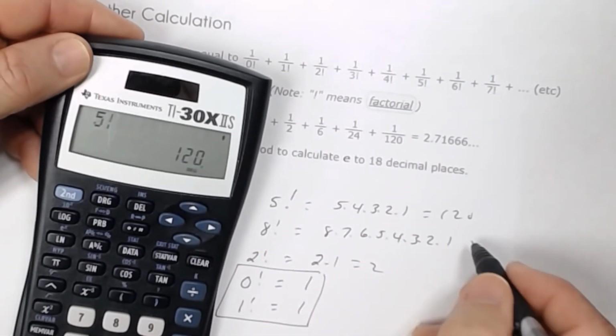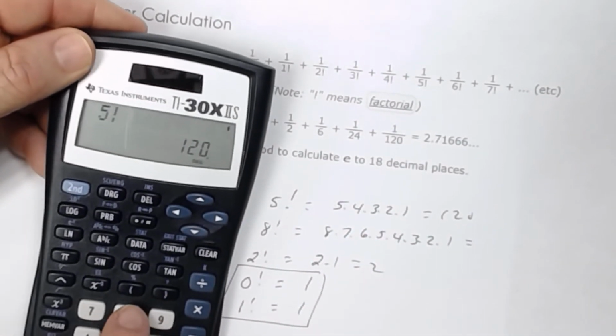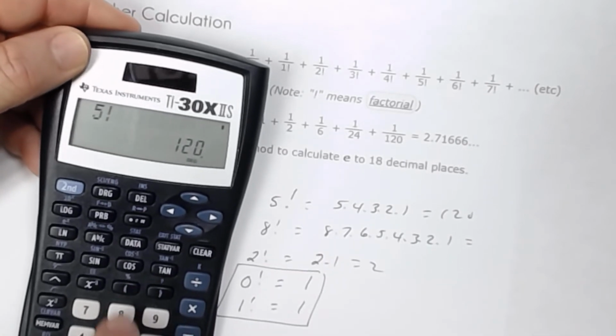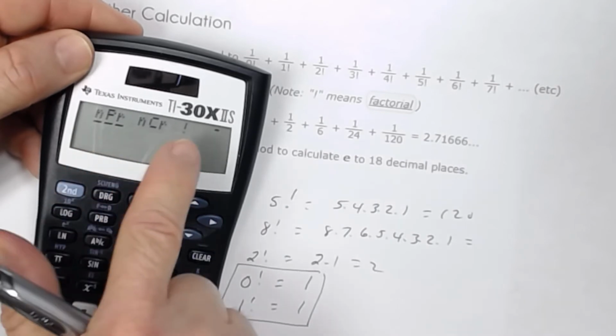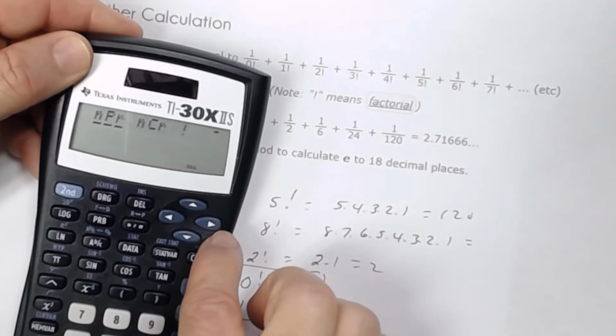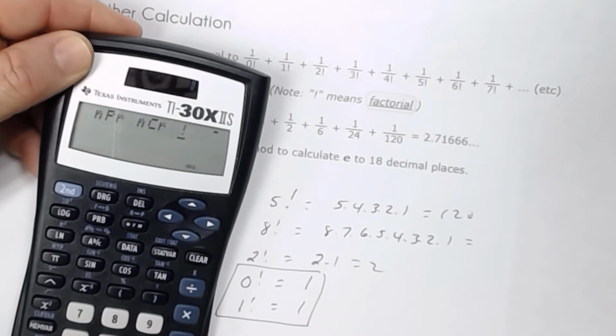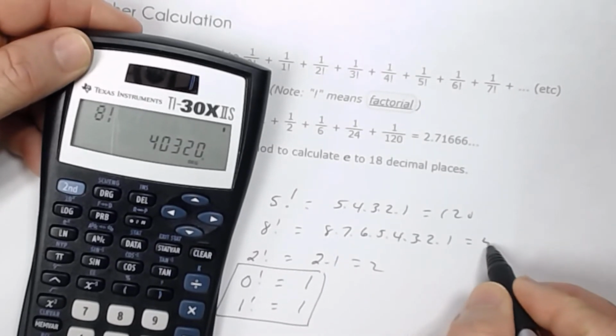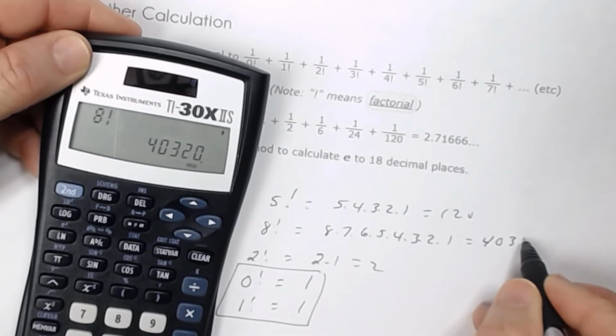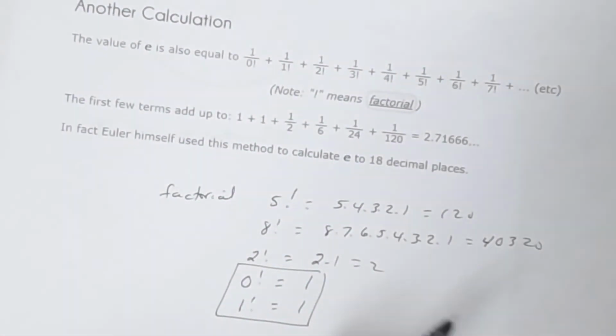Let's do 8 factorial real quick. So what do I press first? To find 8 factorial, you press 8. Where do I go? Probability. This shows up. Permutations, combinations, factorial. Go to factorial. Press this arrow to go to factorial. Press equal. And then press equal. And you get 40,320.